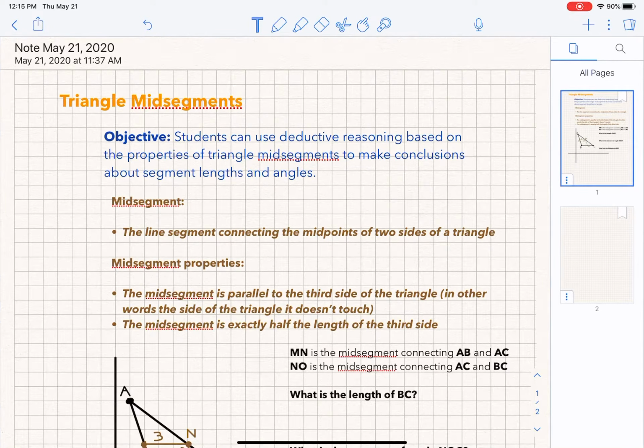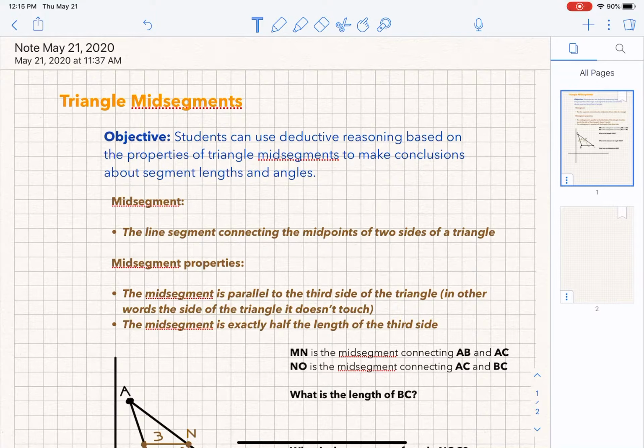We are to our last lesson on chapter 23. It's on triangle midsegments, and I think it's actually in some ways the easiest lesson in the mix. My objective for you is that you can use deductive reasoning based on the properties of triangle midsegments, which I'm going to tell you about in a second, to make conclusions about segment lengths and also angles.